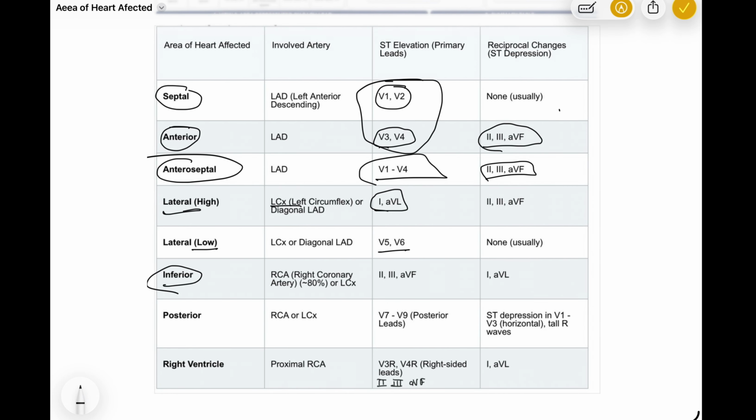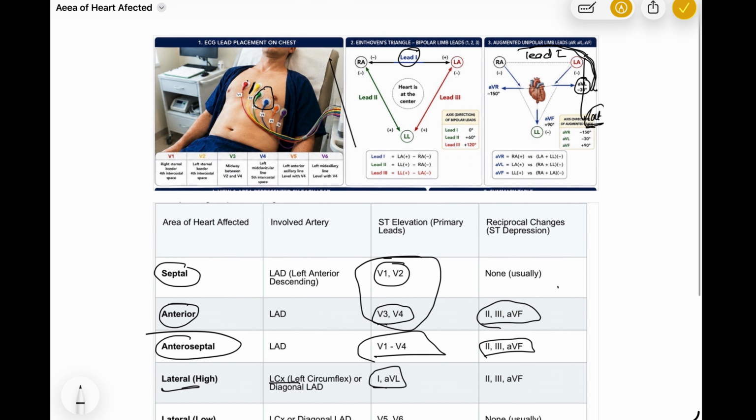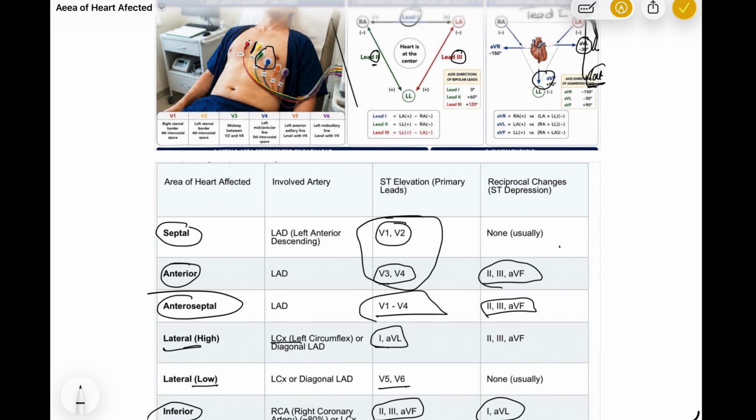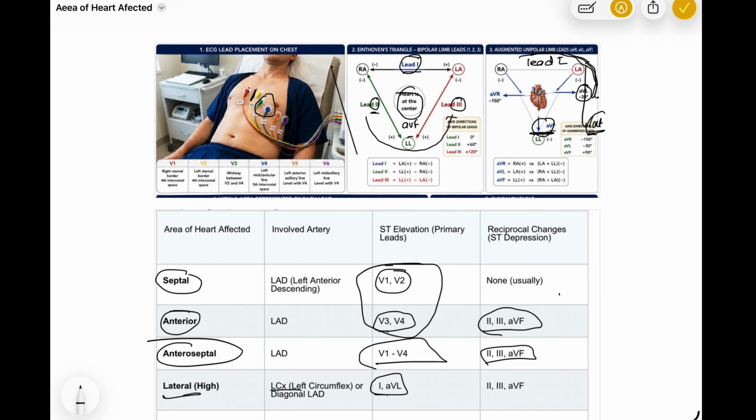Now, how to remember inferior wall MI? In inferior wall MI, we will get ST elevation in 2, 3 and AVF, and the corresponding reciprocal ST depression we are going to get in lead 1 and AVL. Now, how to remember this? Understand, this is the second lead, this is the third lead, and this is the AVF, as we can see here, right? So it is like viewing the heart from below, that is from the inferior angle. So whenever there is an inferior wall MI, we will get ST elevation in 2, 3 and AVF. And the corresponding ST depression that we are going to get is in 1 and AVL.